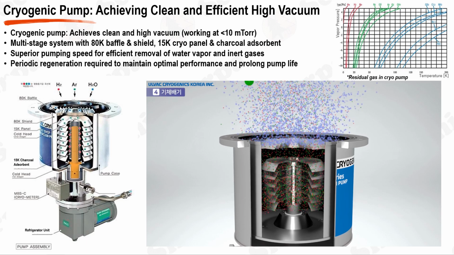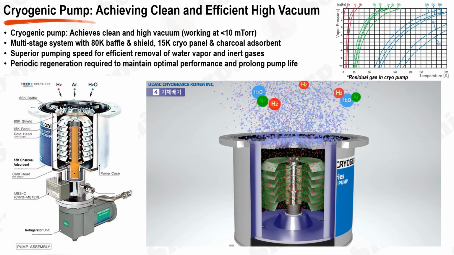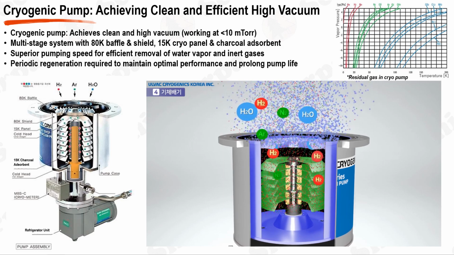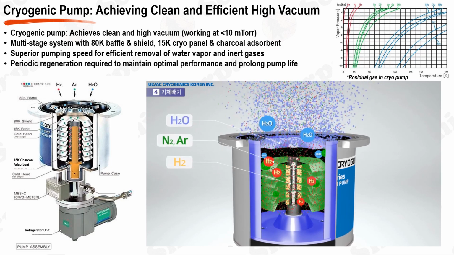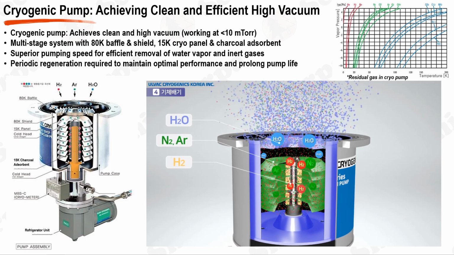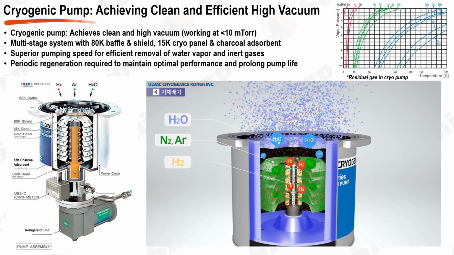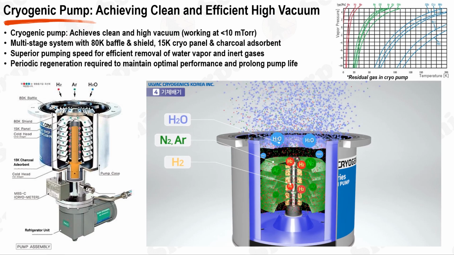Periodic regeneration is necessary for cryopumps to maintain continuous operation. During the regeneration process, the trapped gases in the charcoal adsorbent are released, allowing the pump to restore its high performance. Regeneration typically involves heating the adsorbent material, which causes the trapped gases to desorb and be expelled from the system. This process is vital for maintaining the efficiency and longevity of the cryopump, ensuring consistent and reliable vacuum performance.